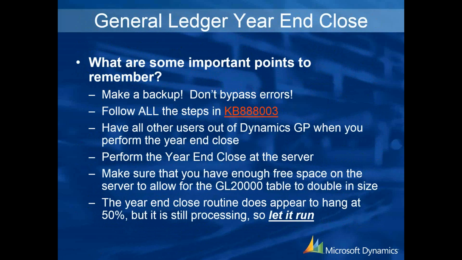Also, make sure that you have enough free space on the server to allow for the GL 20,000, which is the year-to-date transaction open table, to double in size. It takes the data, moves it into a temporary table, and then moves it into your GL 30,000, or your historical. So you do want to make sure that you have enough space. Otherwise, you will get errors. And the year-end close routine does appear to hang at 50%, but it is still processing, so just let it run. It does take a little while depending on the number of transactions that you have in there. So don't X out of it. You will cause major issues.